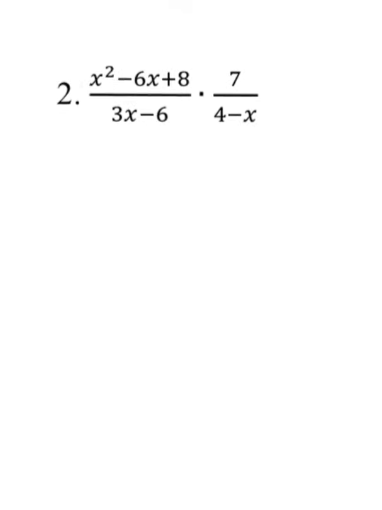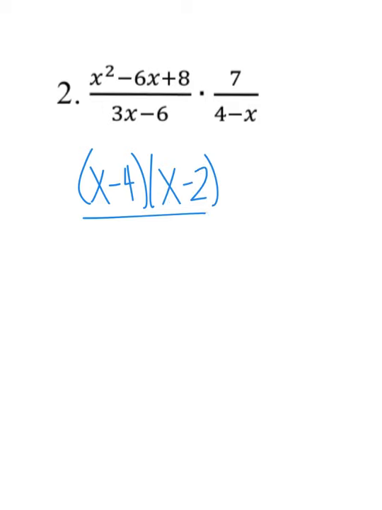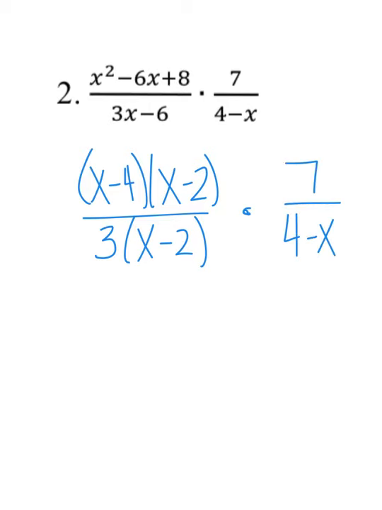Number 2, factor everything and then see what you can cancel out. So when you factor x squared minus 6x plus 8, you should get x minus 4 times x minus 2. Again, you're going to have to do that on your own. I'm not going to factor for you now. And then we have 3x minus 6. You take out a 3 as a GCF, left with x minus 2, times 7 divided by 4 minus x. So the x minus 2 and the x minus 2 cancel.